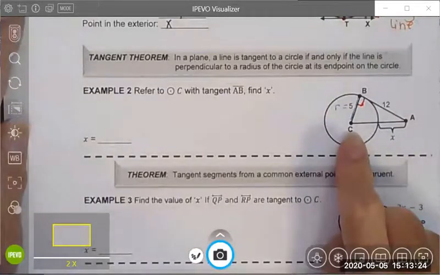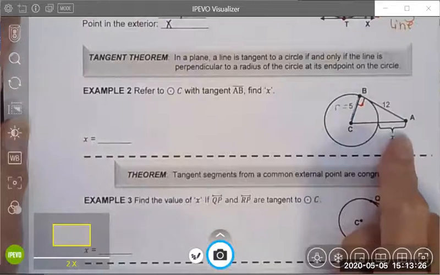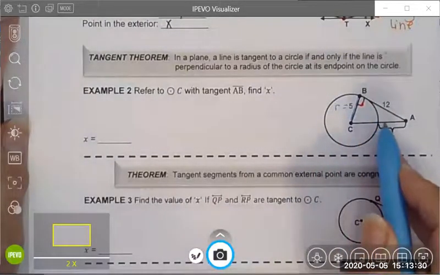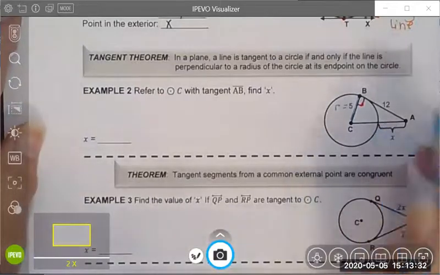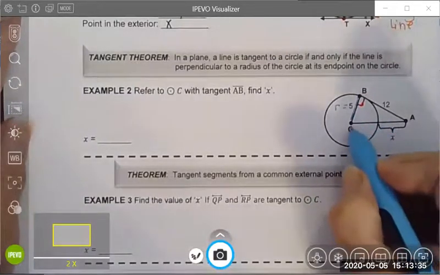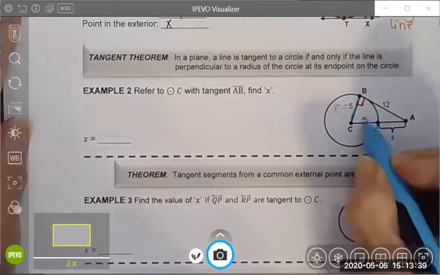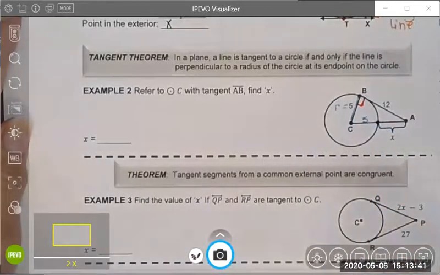So you might be asking yourself, why didn't they ask for the whole length of AC? Well, if you remember, inside a circle, the radii are always the same length. That's a cool part about circles. So from C to this point on the circle is also 5. And we're going to use that fun fact here in just a moment. But first, let's find what AC is.